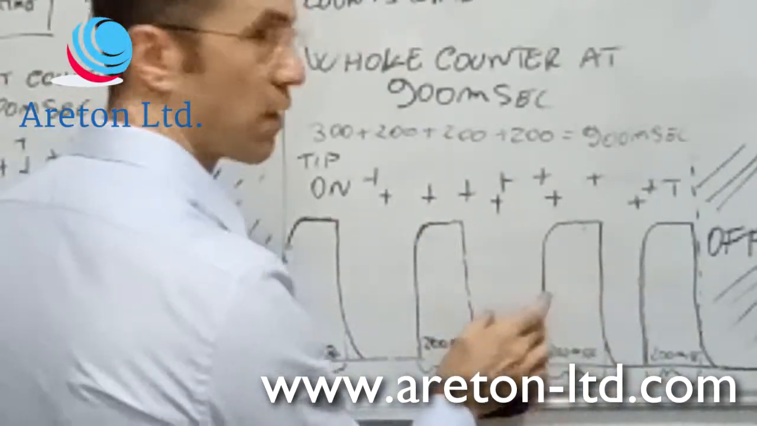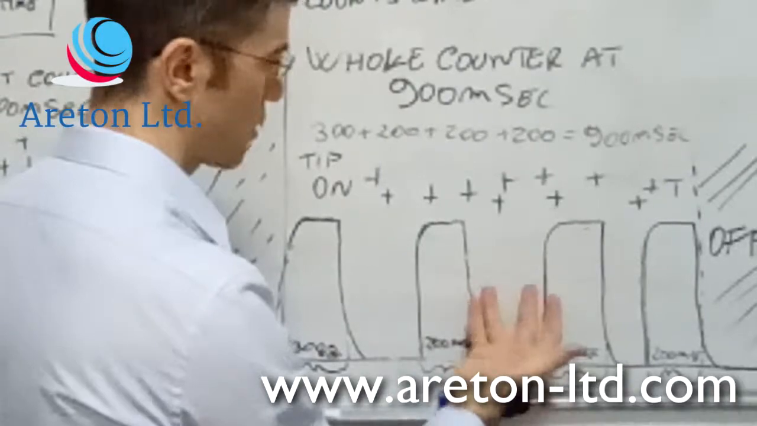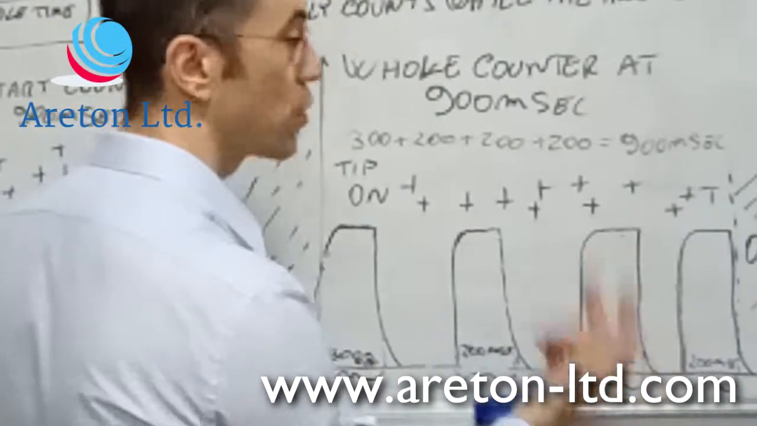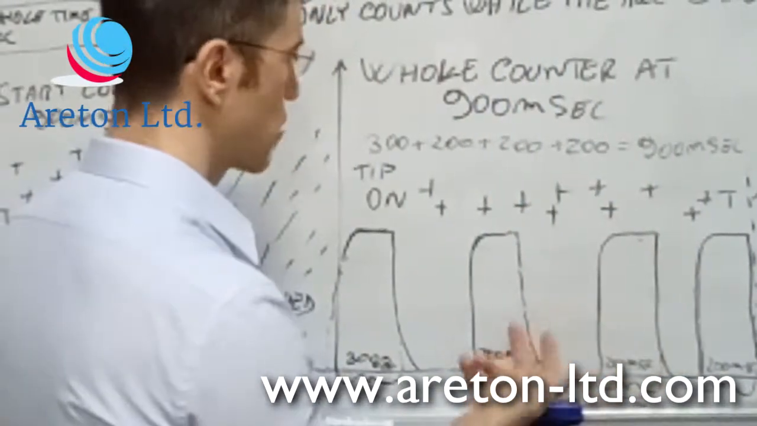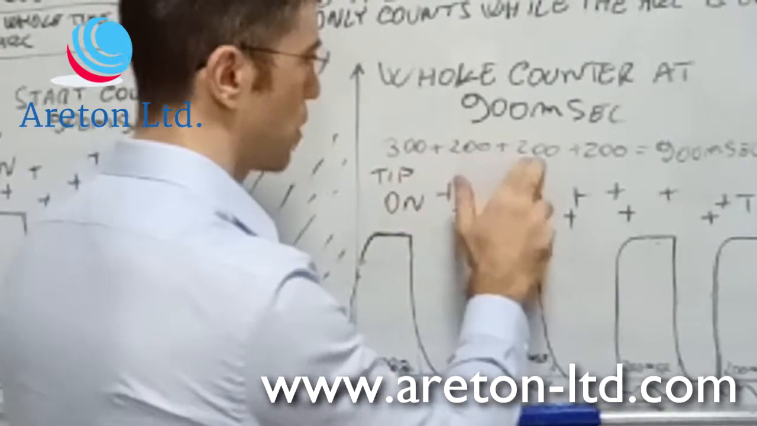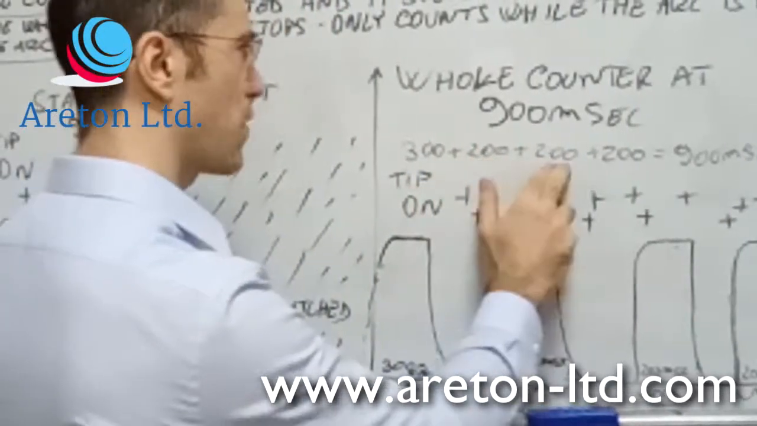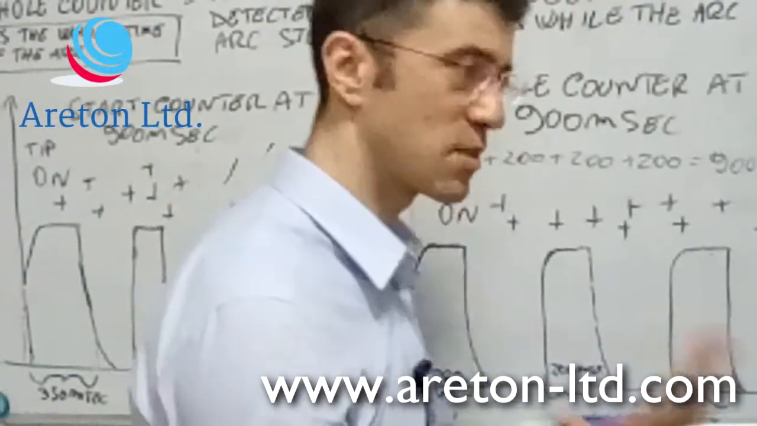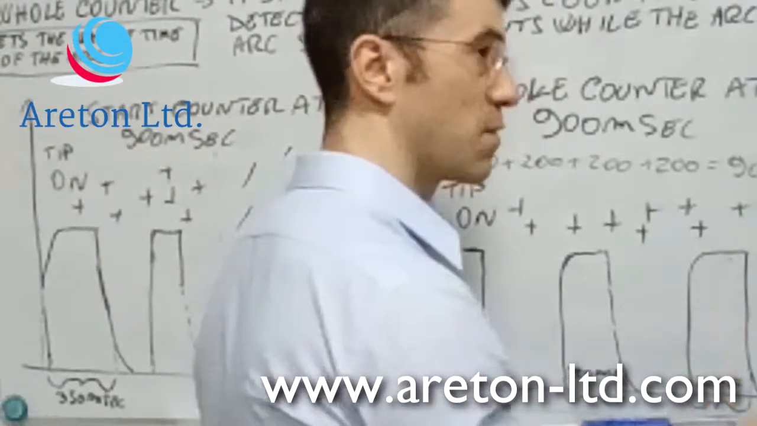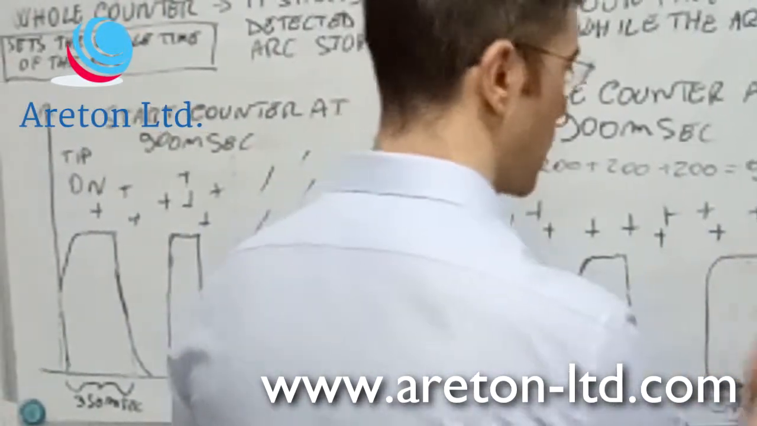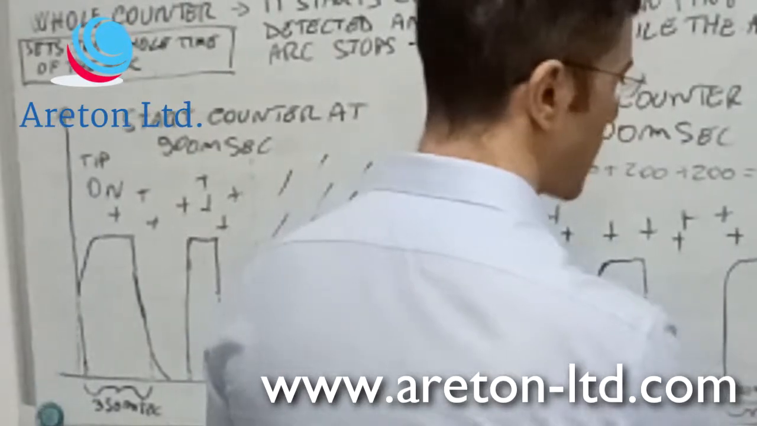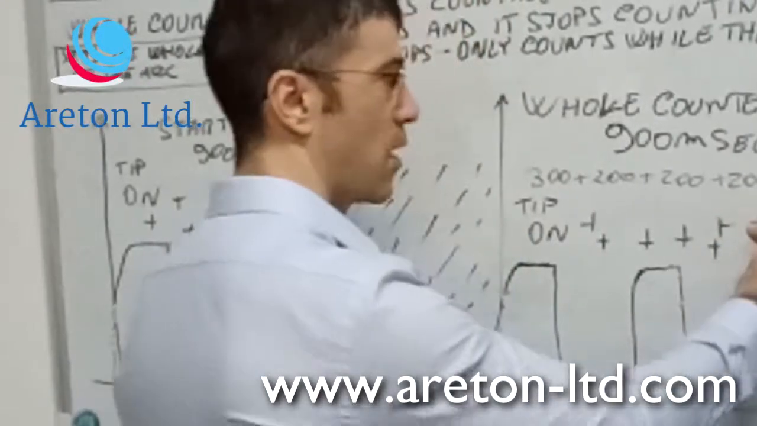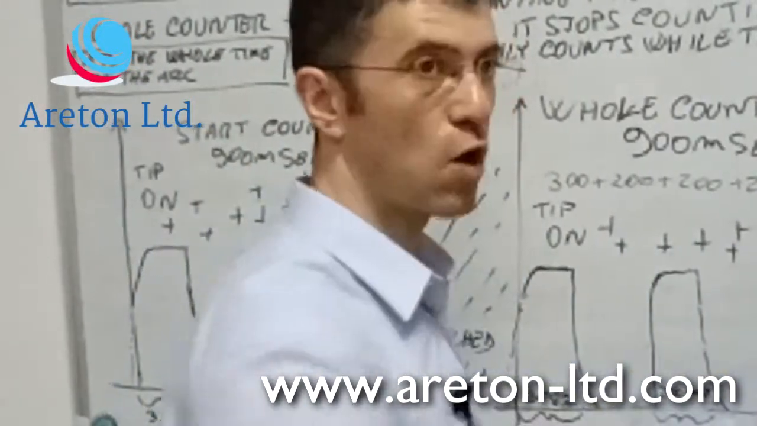Then after, say, 200 or 300 milliseconds with no arcing, it detects another arc of 200 milliseconds, for example. It says, oh well, I've had 200, 200, 200, 700 milliseconds in total. I haven't reached the 900 milliseconds target, so I have to keep the tip of the device on. So it keeps it on, and then there's another arc lasting exactly 200 milliseconds, and when it hits a maximum of 900 milliseconds, bang, the tip is off.